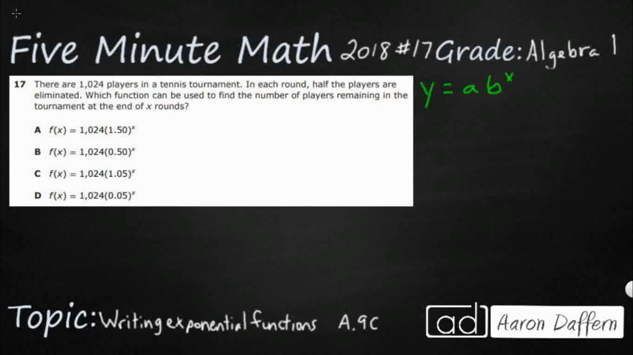y equals a times b to the x. That is our standard form here, and let's break down each term. This a is going to be your starting point, your initial amount. If we were dealing with money, we would call this our principal, right? It's the initial amount that is deposited into the bank, and then you have some interest rate that compounds annually typically. And if we were graphing this, we would say it is your y-intercept.